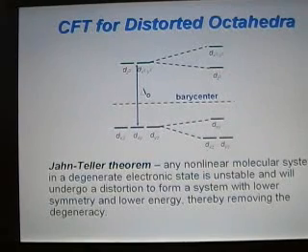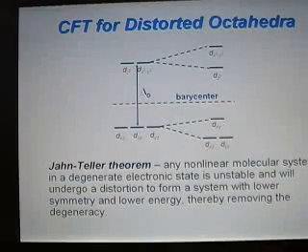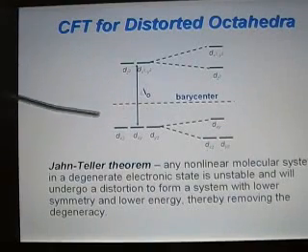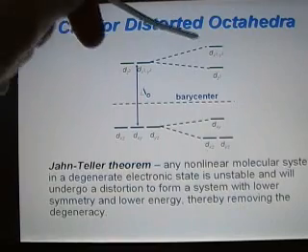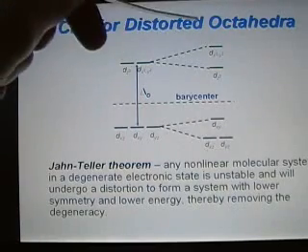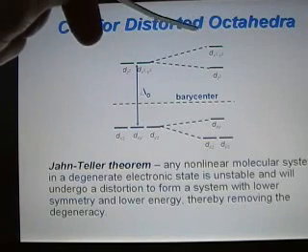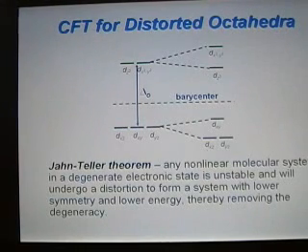There is a name for this electronic effect called the Jahn-Teller theorem, and it simply states that any nonlinear molecule in a degenerate electronic state is unstable and will undergo a distortion to form a system with a lower symmetry and lower energy, removing the degeneracy. And that's what you see here. You can have elongation along the z-axis, and that will remove the degeneracy between any orbitals having a z component and the orbitals having only x, y components.